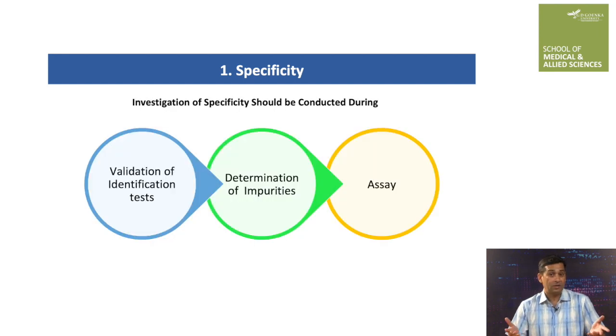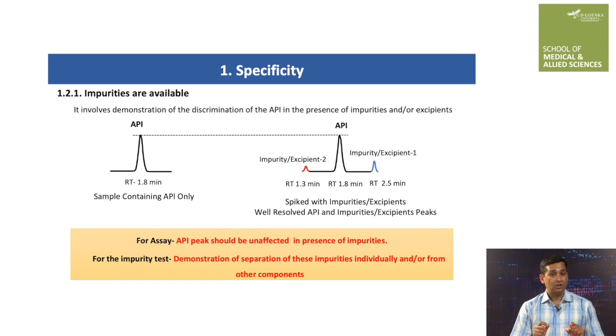I hope this is clear now that investigation of specificity of an analytical method should be conducted during validation of the identification test, determination of impurities and assay. Specificity of an analytical procedure is demonstrated in two ways. The first one, when impurities are available and known, and the second one, when impurities are not available.